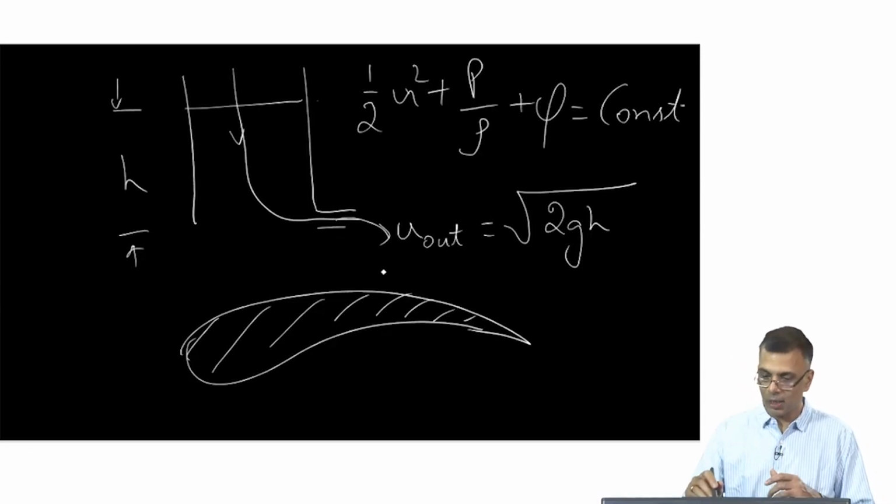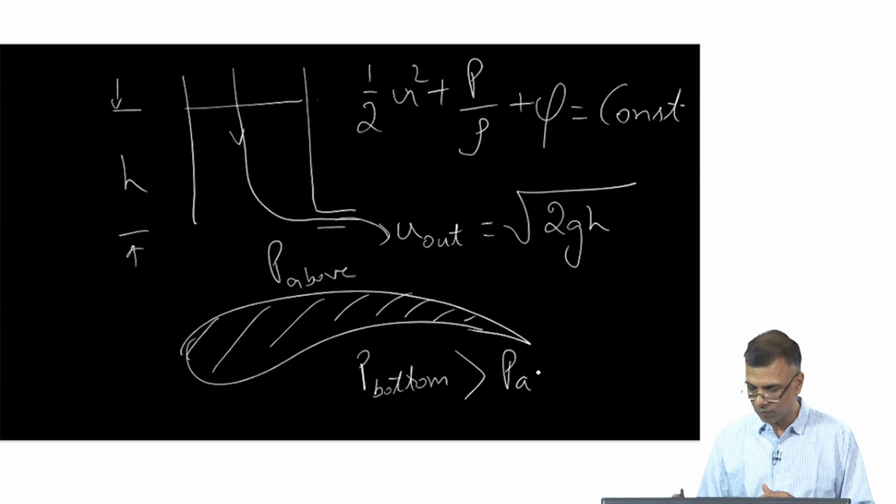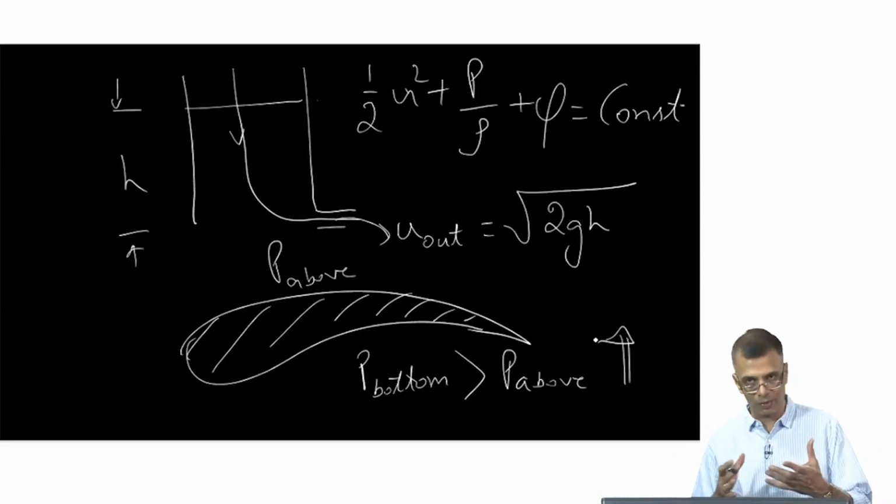As a result, in order for this quantity to be conserved, the pressure at the bottom, P bottom, and P above, the P bottom is greater than the P above. As a result of which, you get a net upward force.